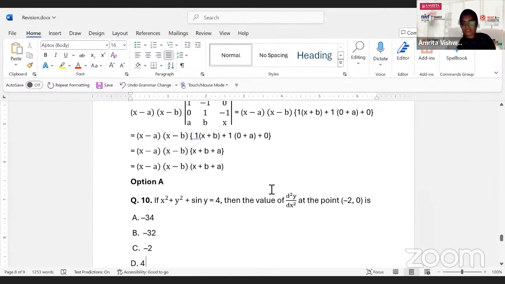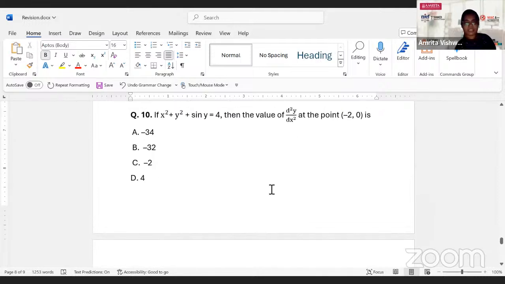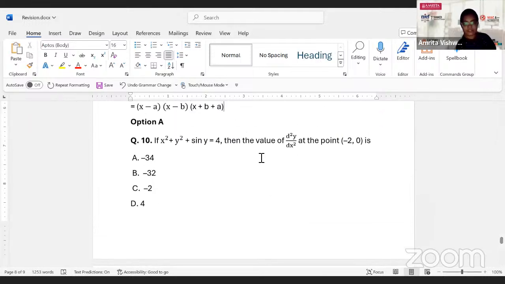Okay, this is a very simple question. I think most of you might have solved this. If x square plus y square plus sin y equal to 4, then find the value of d square y by dx square at the point minus 2, 0. You have this equation, find dy by dx, then find d square y by dx square, then substitute the values minus 2 and 0, and give us the answer.